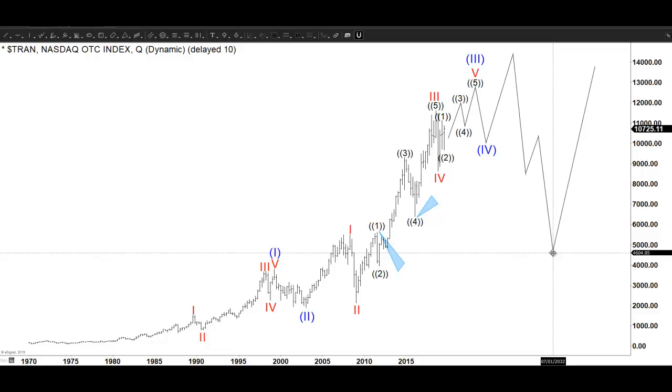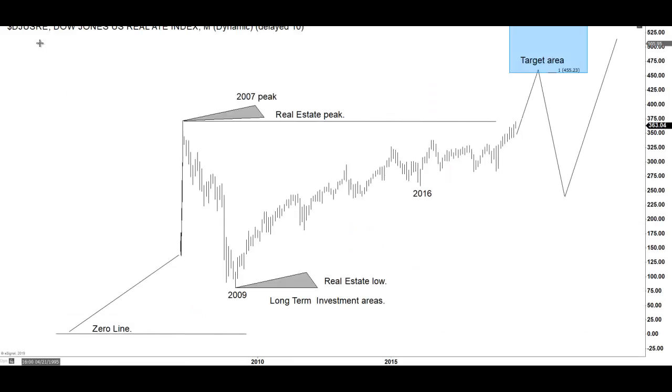Now I'm going to take a look at another very interesting Dow Jones component, which is the Dow Jones Real Estate Index.